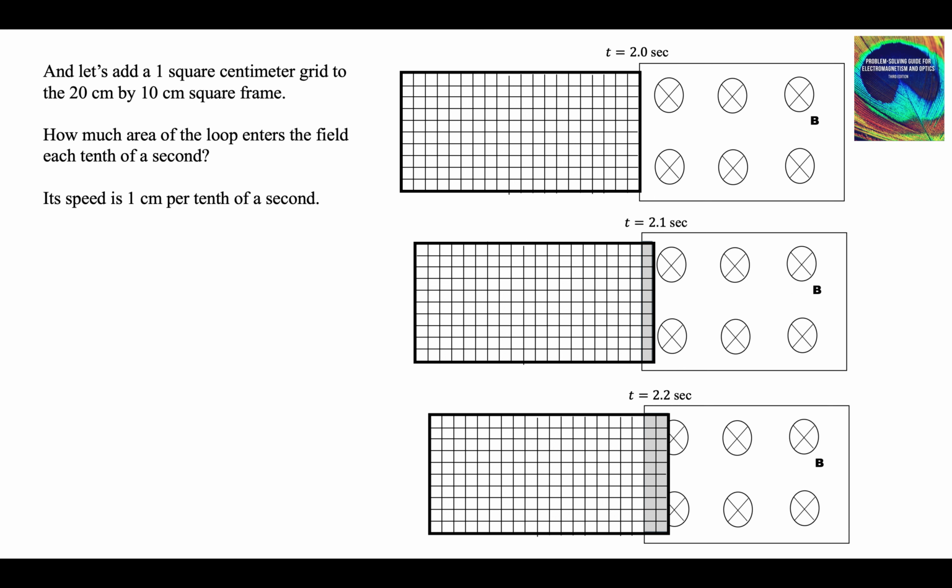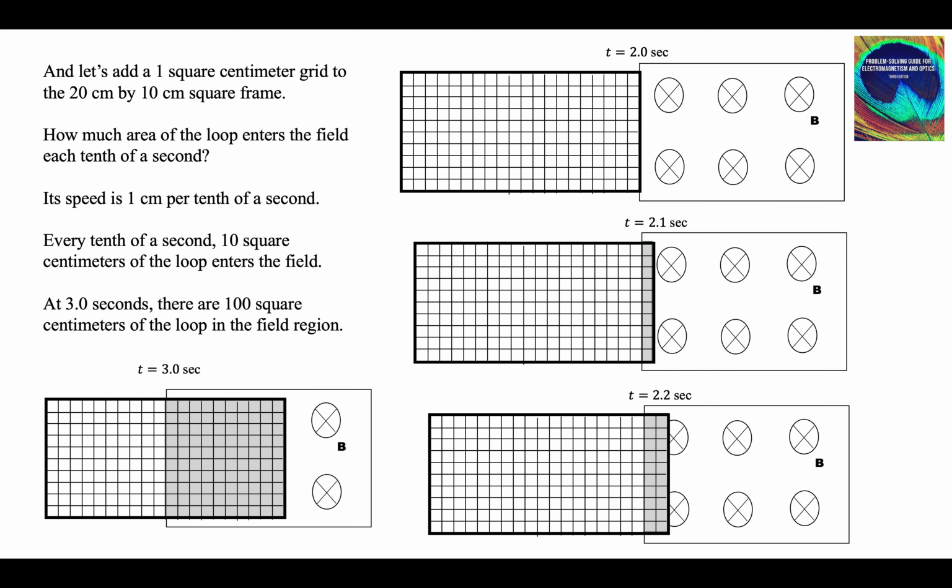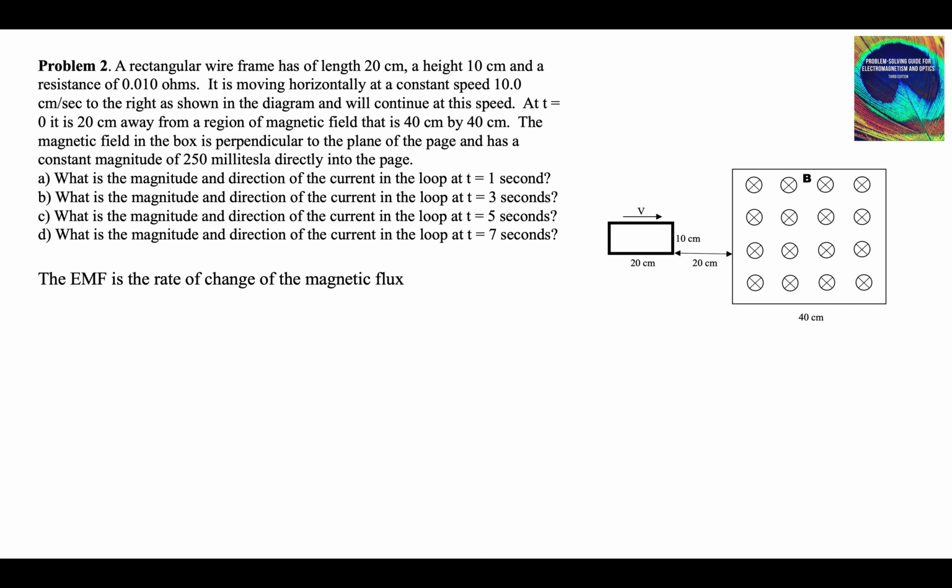At 2.2 seconds, it looks like that. Every tenth of a second, 10 square centimeters enter the field. At 3 seconds, it's halfway in. There it is. So from 2 to 3 seconds, 100 square centimeters, this area right here, entered the field, and it took 1 second. So the rate of change, no matter how you calculate it, of the area in the field is 100 square centimeters every second.